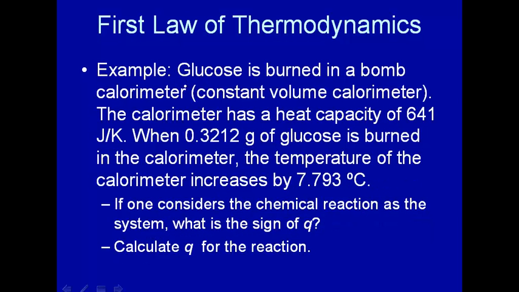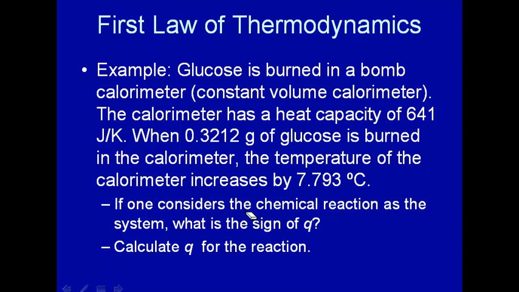All right, one more example. Here we have glucose burned in a bomb calorimeter. A bomb calorimeter is a constant volume calorimeter. The calorimeter has a heat capacity of 641 joule per Kelvin. When this much glucose is burned, the temperature of the calorimeter increases by 7.793. And one thing that's missing here is that there's water in the calorimeter. Actually, we don't need that, so ignore what I just said.